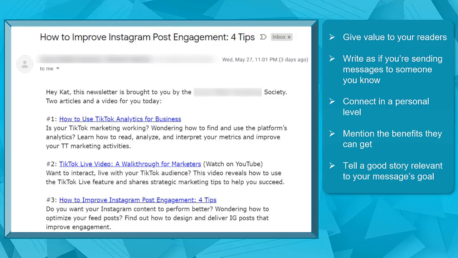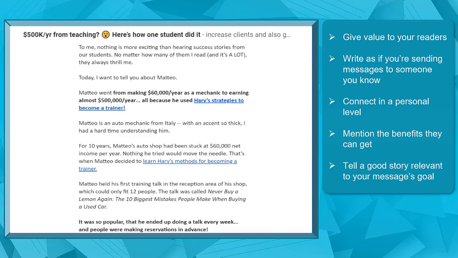Remember to write emails with the intent of giving value to your readers. You can write email messages as if you're writing to everyone you know. Don't write as if you're talking to a stranger. Write as if you already know them on a personal level. Mention the benefits that they can get from using your products or services, so they can realize that they want it and convert them as your customer. Tell a good story that you can connect with how people can get the result that you promise.